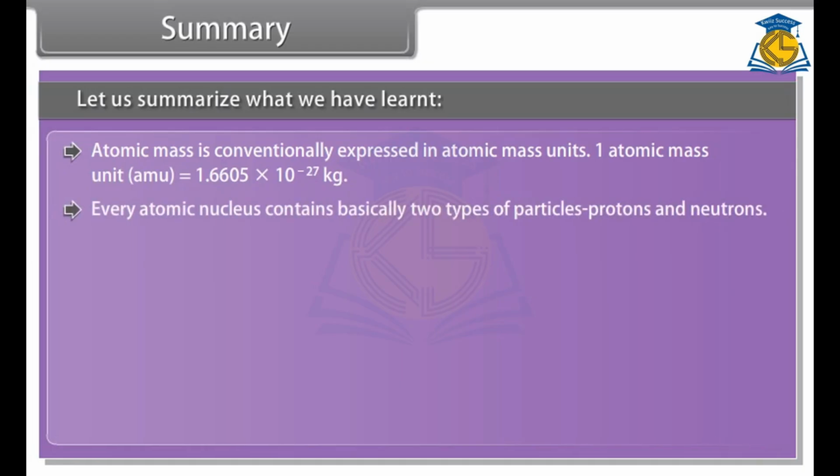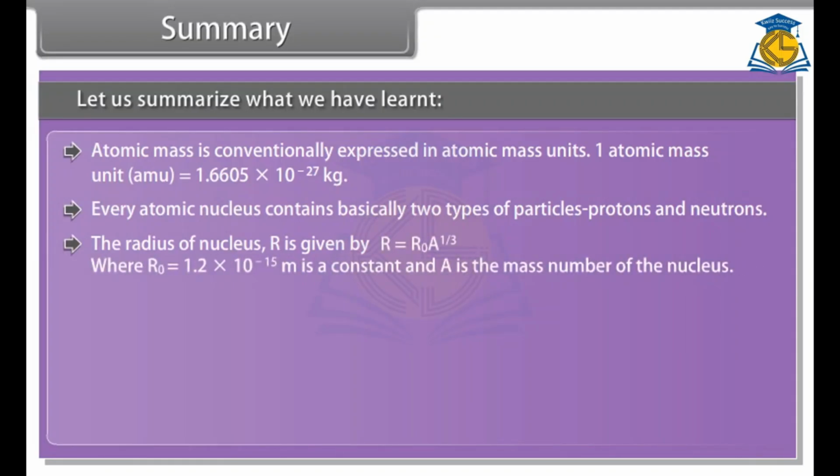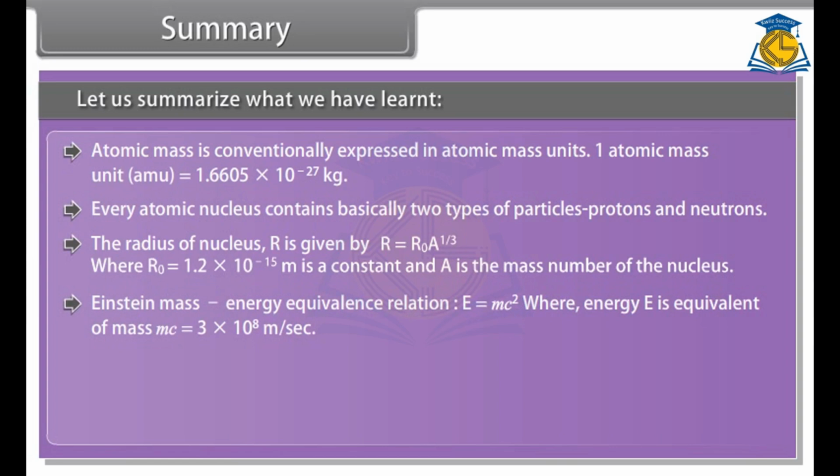Every atomic nucleus contains basically two types of particles, protons and neutrons. The radius of nucleus R is given by, where R0 is equal to 1.2 into 10 raised to the power minus 15 m is a constant, and A is the mass number of the nucleus. Einstein mass-energy equivalence relation, where energy E is equivalent of mass m.